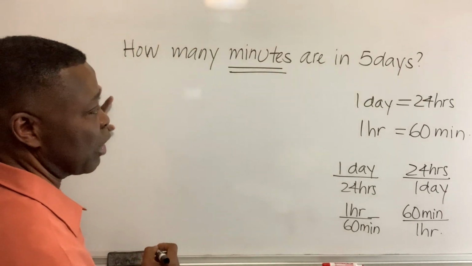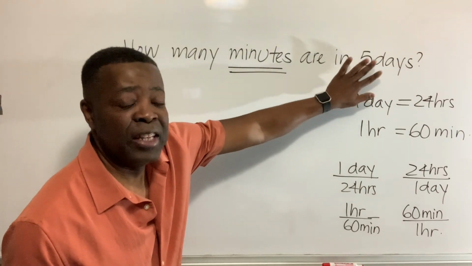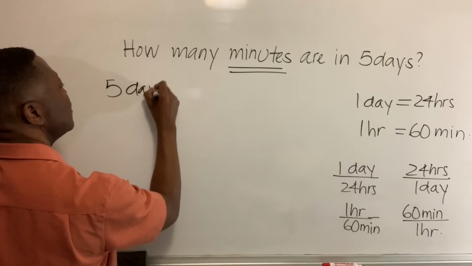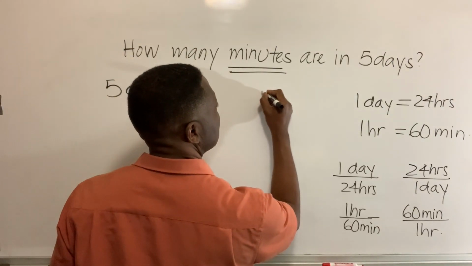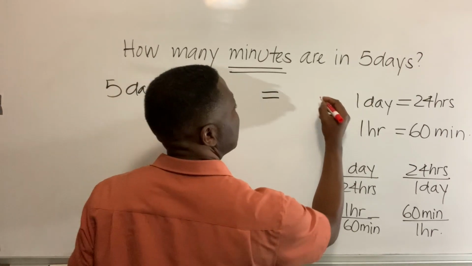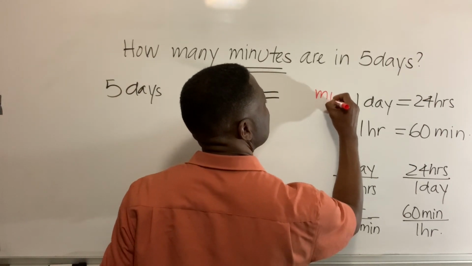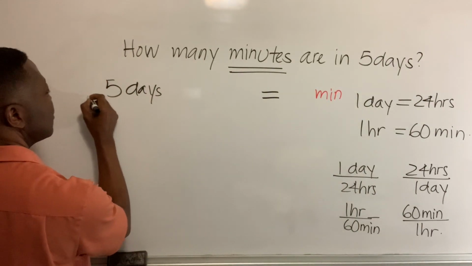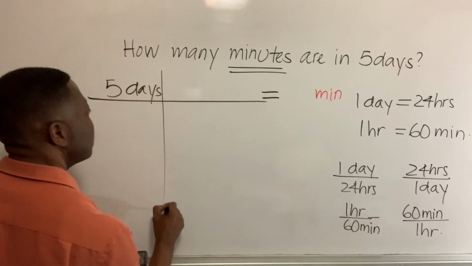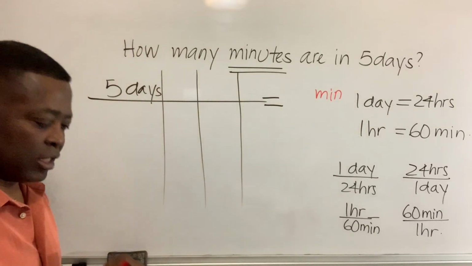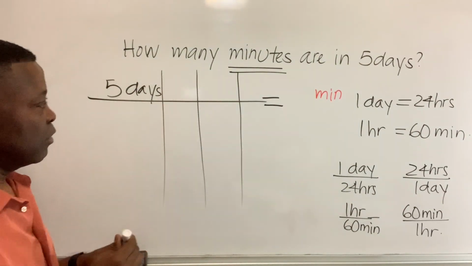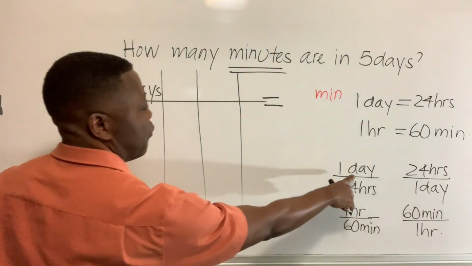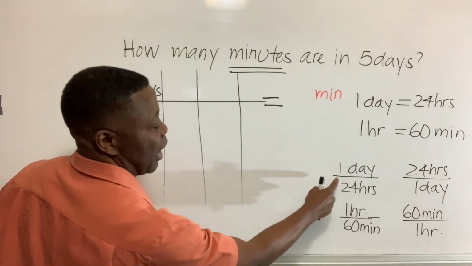Okay, we start from what? We start from what's given, 5 days. We start from 5 days, and we have to end, I don't know how many minutes, but we know our answer will be in minutes. Now, how many steps will this problem have? I don't know yet, but let's suppose we have only 2 steps. We're going to multiply 5 days times 1 of these. Our first goal is to cancel days. I'm going to use one of these 2.